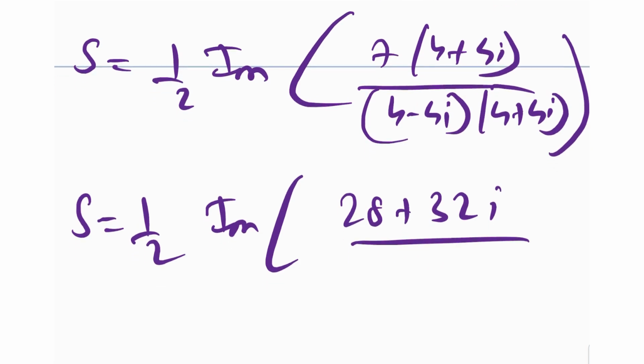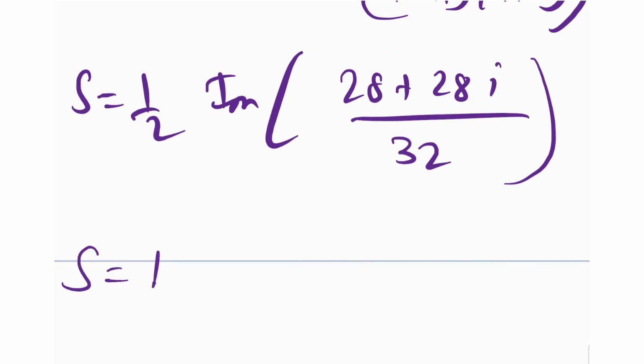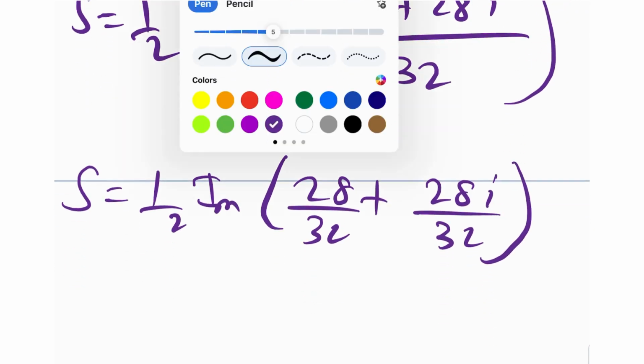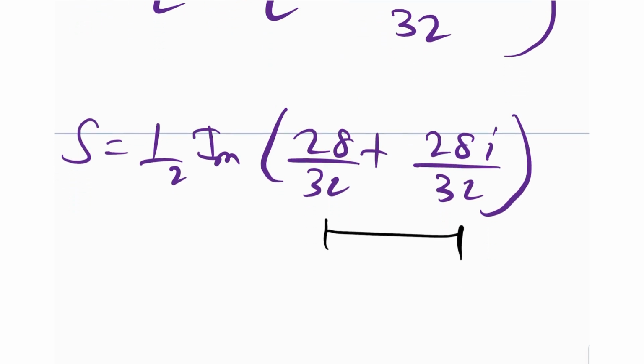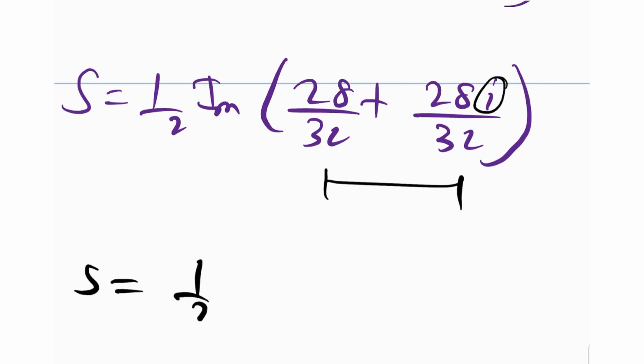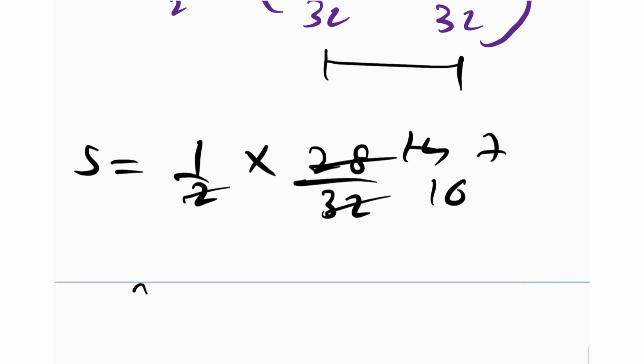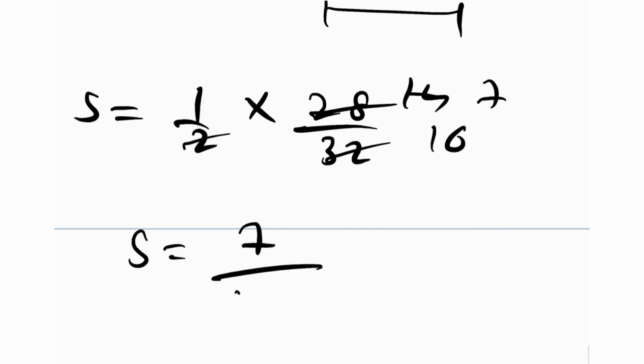So this just becomes how much? 32, I beg your pardon. This will also be 28, of course. 7 times 4 is 28. So the sum is half times the imaginary part of 28 by 32 plus 28i by 32. But what is the imaginary part of this expression? It's obviously 28 by 32, right? The coefficient of this i is always the imaginary part. So the sum is nothing but half times 28 by 32. If I just simplify this a little bit, this is 14, this is 7, this is 16. So the sum is indeed 7 by 16, and that is our answer.